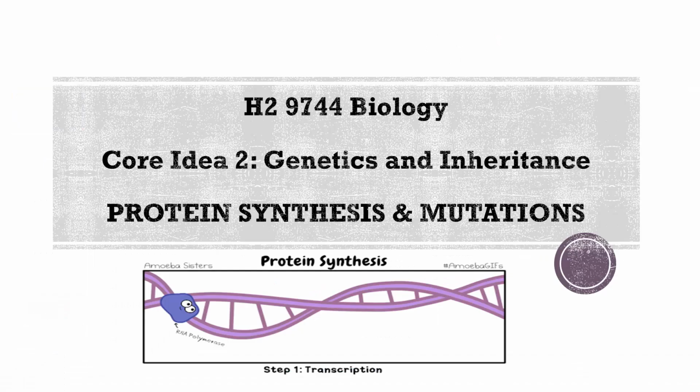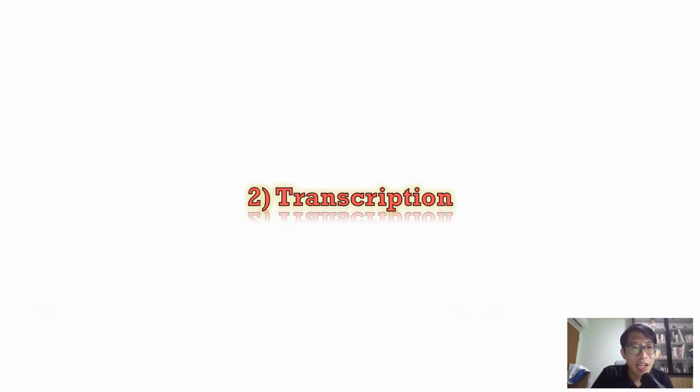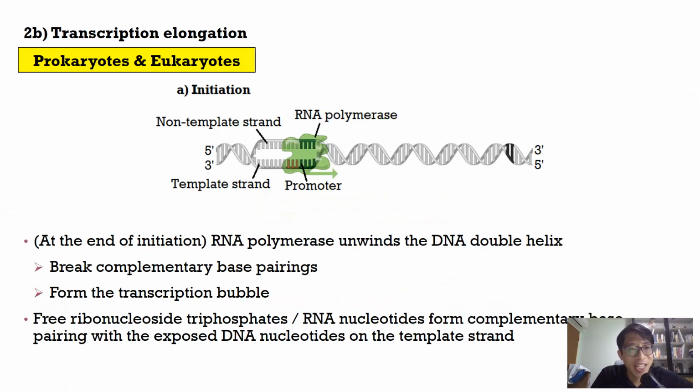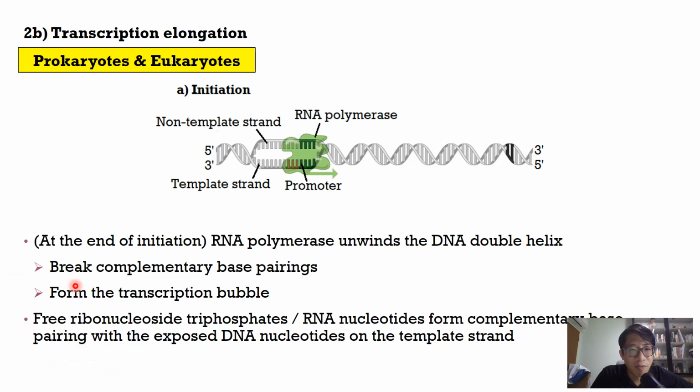Okay, after looking at how transcription is initiated, we look at the next stage of transcription, which is transcription elongation. The process of elongation is the same between prokaryotes and eukaryotes, so we look at them together. At the end of transcription initiation, we call that the transcription bubble is formed.